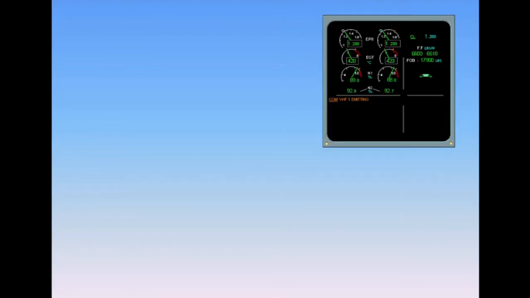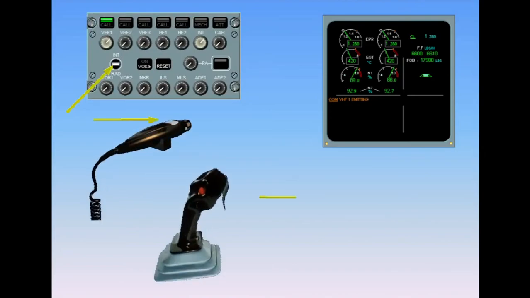The VHF-1 radio is continuously transmitting. The most probable cause for this is a stuck push-to-talk switch. Therefore, check all the push-to-talk switches. You found one push-to-talk stuck in the transmit position. After you release it, the ECAM message disappears.